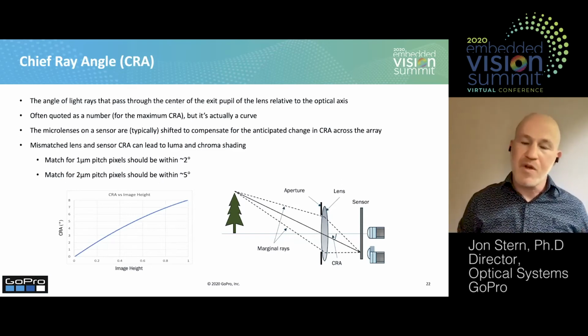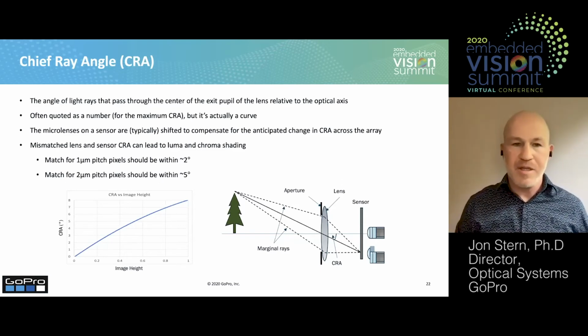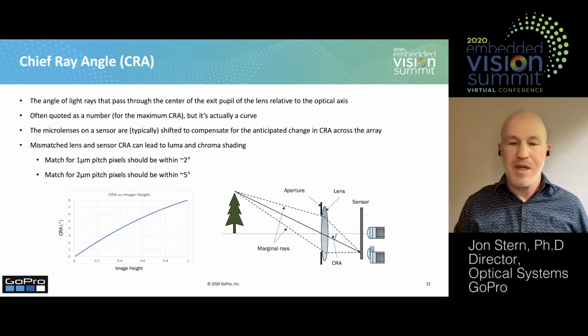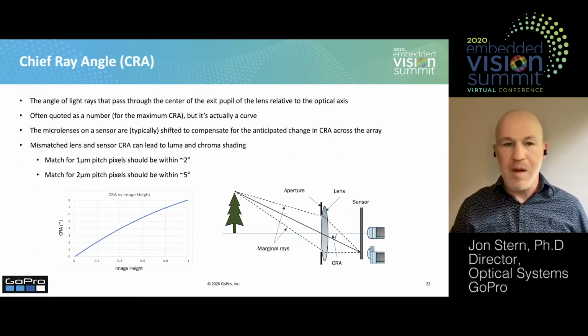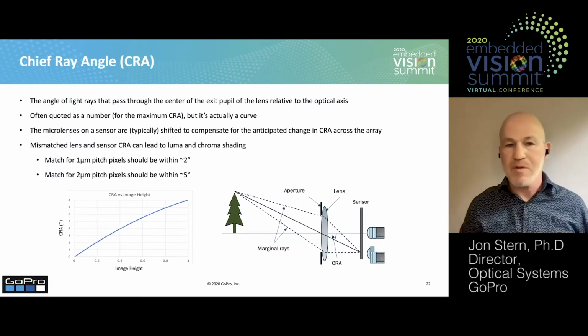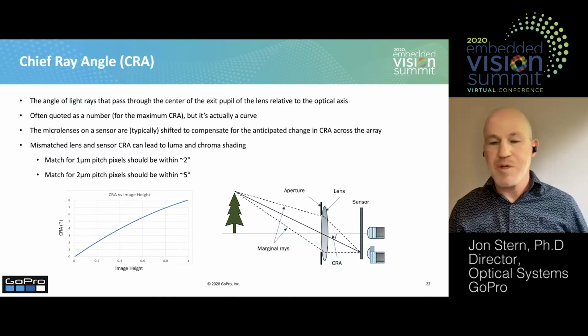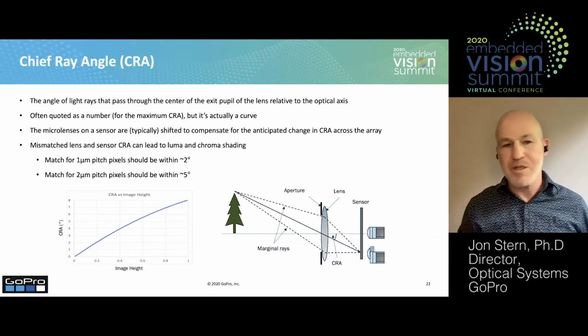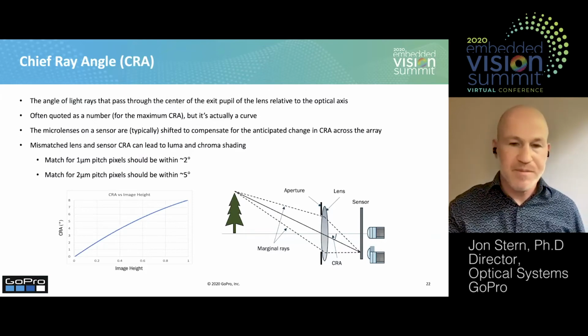So you want to have a good match between the lens and the sensor CRAs, otherwise you will increase the luma and chroma shading. Good rules of thumb: for pixels around the 1 micron size, you want to have a CRA match between the lens and the sensor within 2 degrees. For larger pixels of, let's say, 2 microns, then that can be opened up to about 5 degrees.